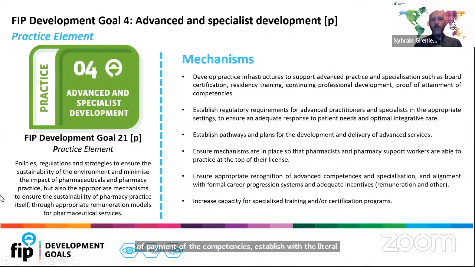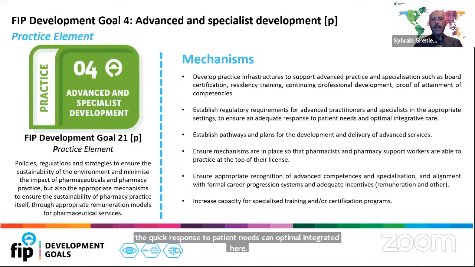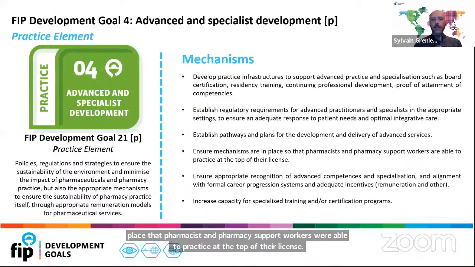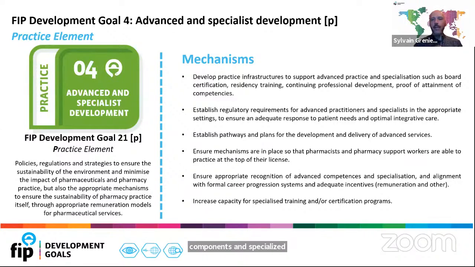Establish regulatory requirements for advanced practitioners and specialists in the appropriate setting to ensure an adequate response to patient needs and optimal integrated care. Establish pathways and plans for development and delivery of advanced services. Ensure mechanisms are in place so that pharmacists and pharmacy support workers are able to practice at the top of their license. Ensure appropriate recognition of advanced competence and specialization in alignment with formal career progression systems and adequate incentives. And finally, increase capacity for specialized training and/or certification programs.